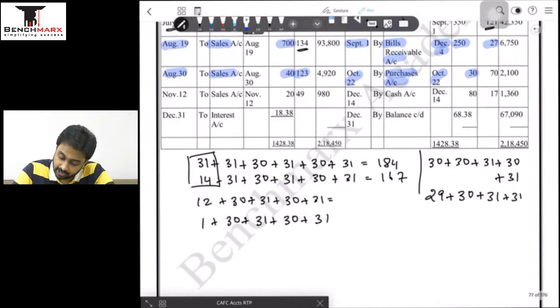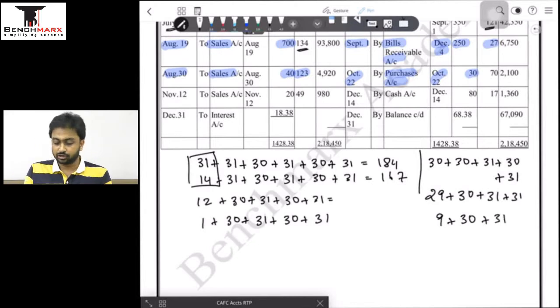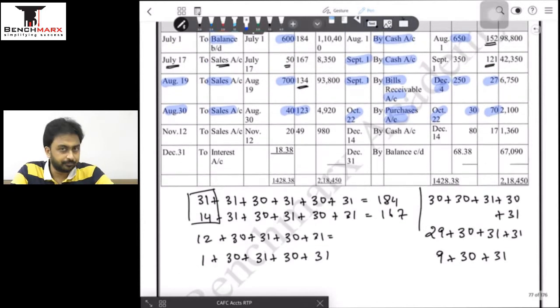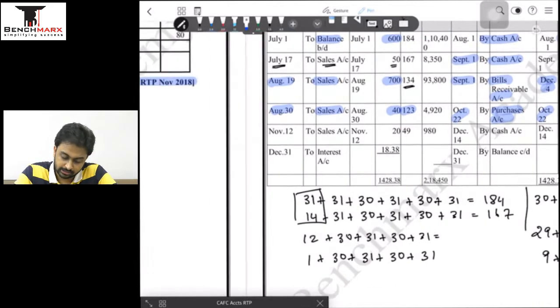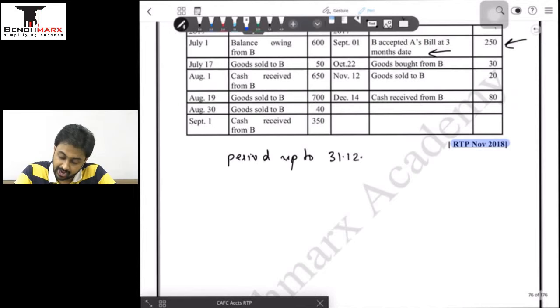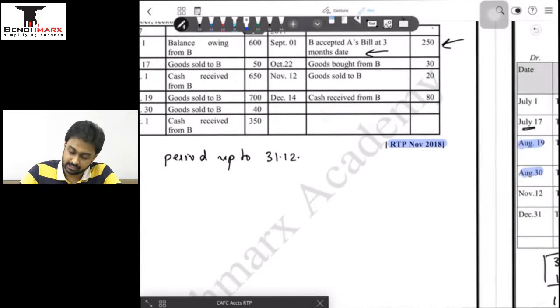ये 70 कैसे आया? 8 days of October, because October is 8 days नहीं, 9 days of October plus 30 days of November plus 31 days of December, that is 40 plus 30 70, that is coming here as 70. ठीक है. Amount in the product column is nothing but product, number of days into your amount, that is normal. ये भी चला गया. Then we have cash received from B 80, that is by cash bank.